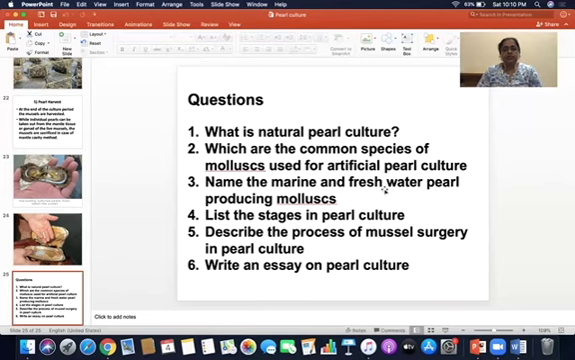What is natural pearl culture? What are the common species of molluscs used for artificial pearl culture? Name the marine and freshwater pearl producing mollusks. List the stages in pearl culture. Describe the process of muscle surgery in pearl culture. There are 3 processes, and I want you to pay particular attention to the nucleated and non-nucleated method of implantation. And of course, there is an essay type question where you have to summarize whatever you have learned about pearl culture by writing an essay on pearl culture.